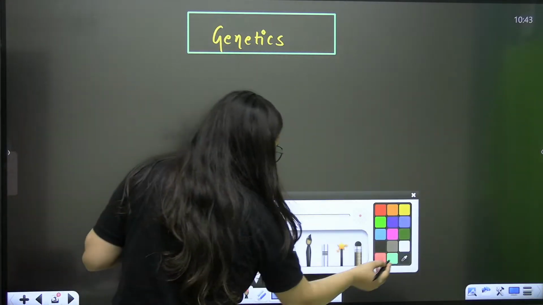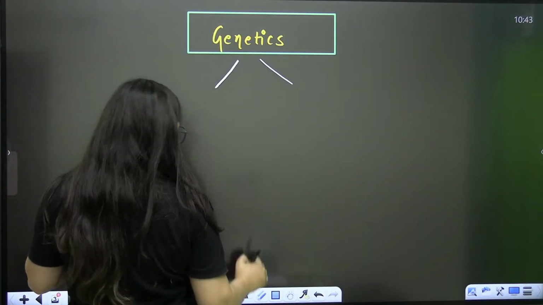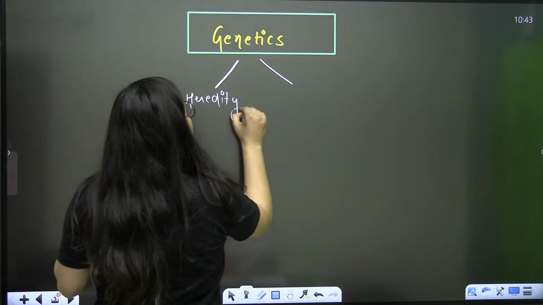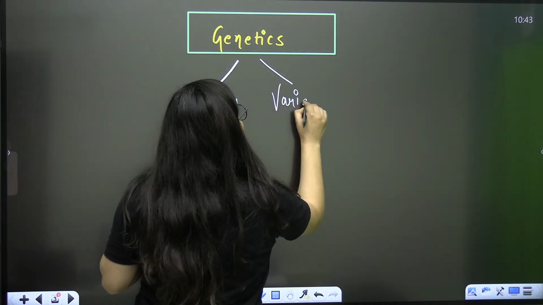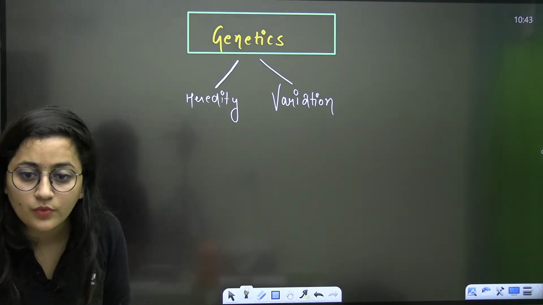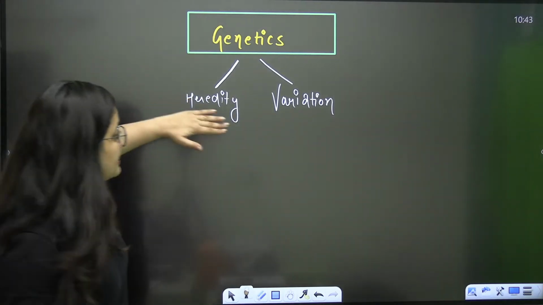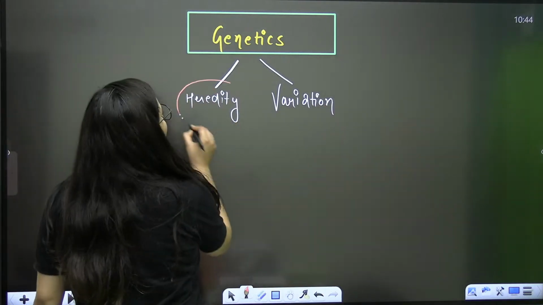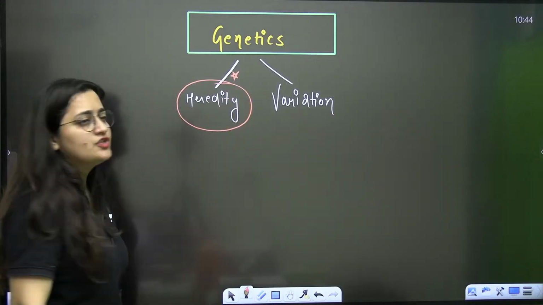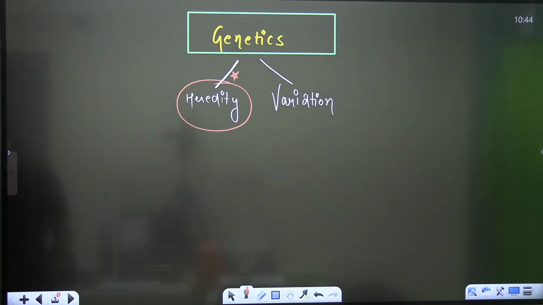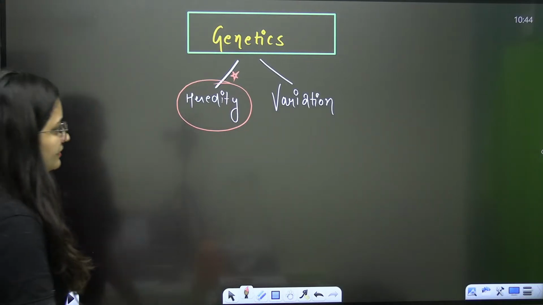When it comes to genetics, you will include both the things: heredity as well as variation. Both will be included here. This is what we are going to study in genetics, heredity and variation. So now the first question is, what is heredity? Can you tell me what is the meaning of heredity? Do you know that?